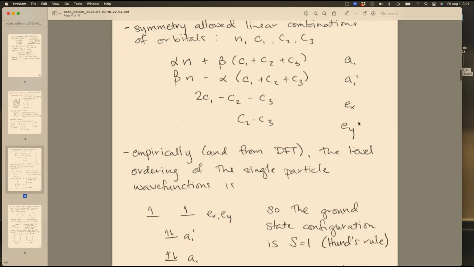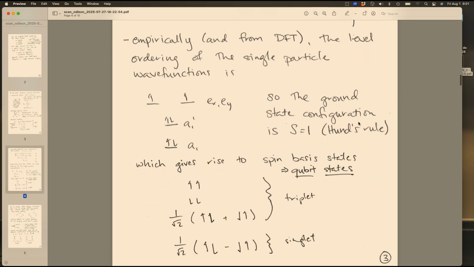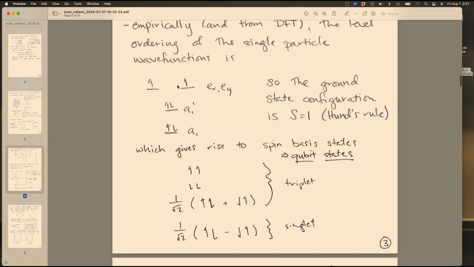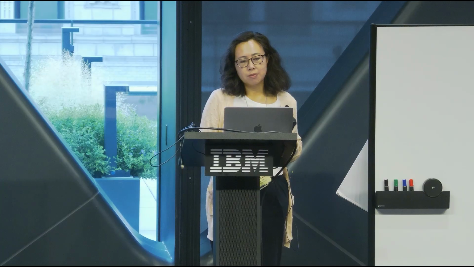And then from DFT and also from a couple decades of spectroscopy, we know that this is the correct ordering of the single particle wave functions. And then we fill them up, and we get this as our ground state. So I have a ground state S equals 1 spin triplet, and this gives rise to all of the normal S equals 1 spin basis states. And this is what I'm now going to use as my qubit states. Any questions? It goes by a lot faster if I don't have to write it on the board myself.